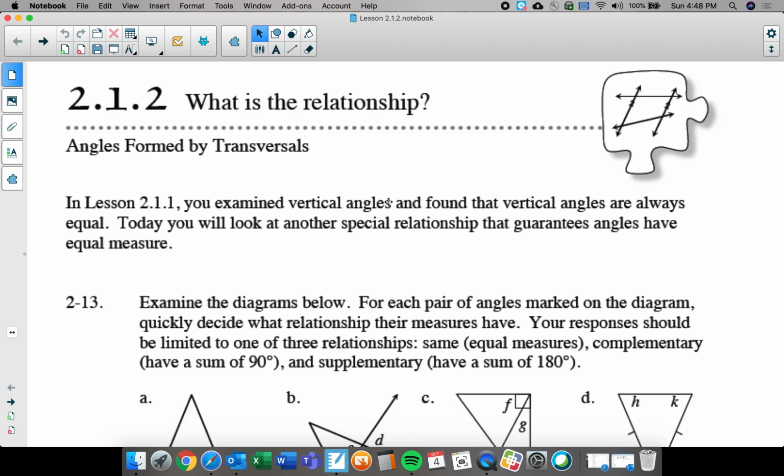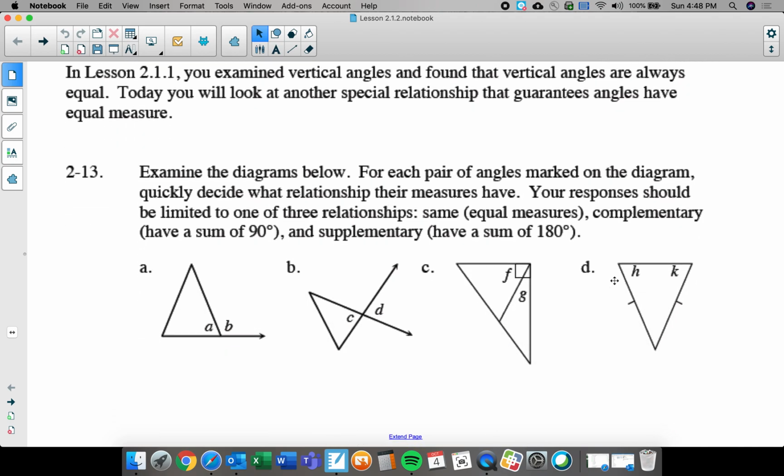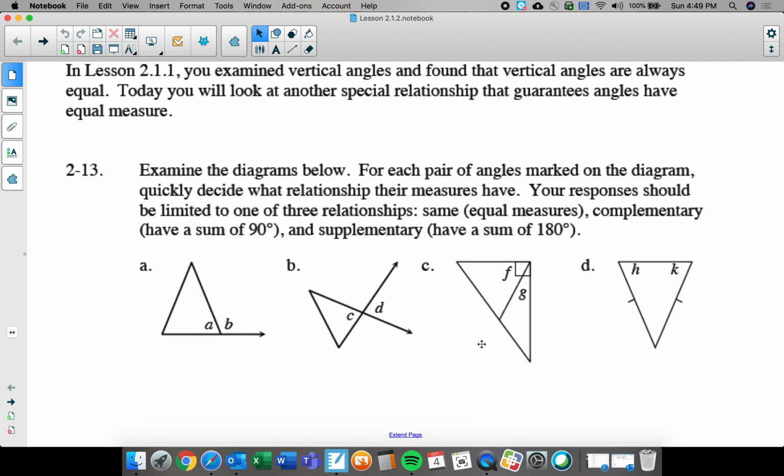So if you remember back to lesson 211, I'm not going to go through this because we did it in the in-class version, but here we're trying to figure out which of these have equal measures, which of these pictures are complementary, which remember have a sum of 90, or supplementary, which have a sum of 180. Or the other idea is that they're vertical. We talked about this the other day in our in-class, so I'm going to skip over this problem. This is just a review of where we were in the last lesson.